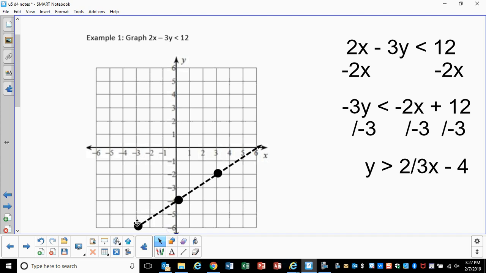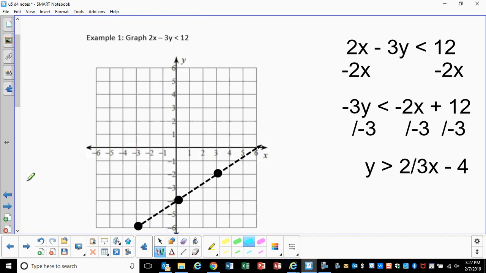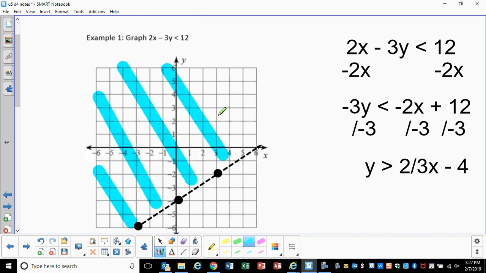So here's the line. Below the line is down here, but I don't want to shade that. I want to shade up here, everything on top of the line. So I'm going to use the highlighter, and I'm going to do this. I'm going to shade every point that is on this side of the line. Every point is a solution to my inequality. Okay, meaning all of these ordered pairs here, I could plug into the inequality and it would work. The only ones that wouldn't work are the stuff down here in the unshaded part and the points on the line.